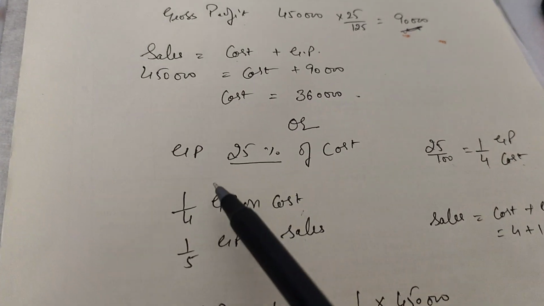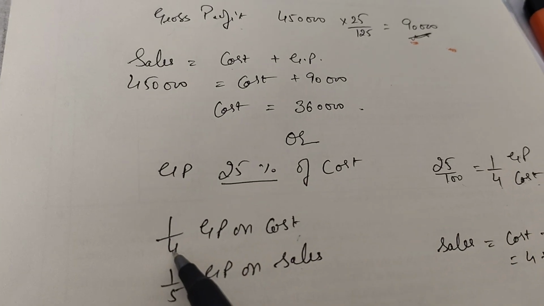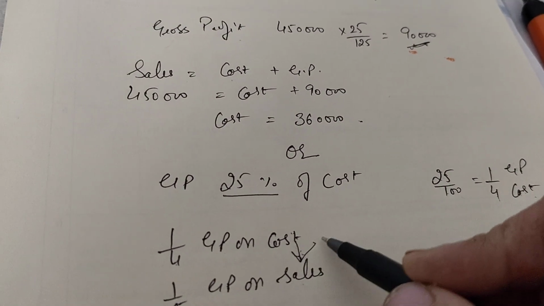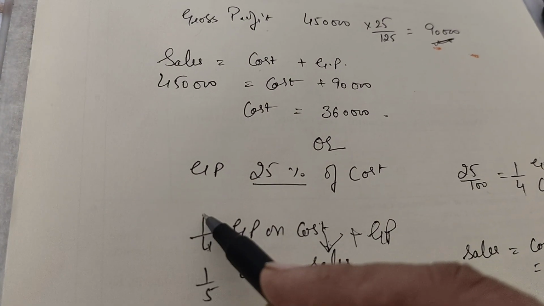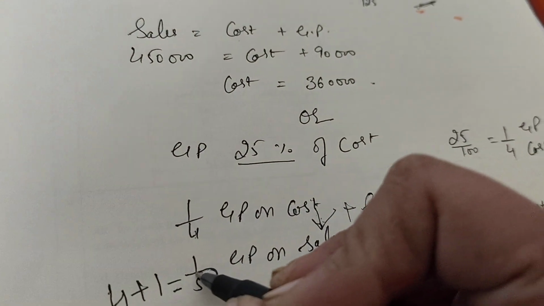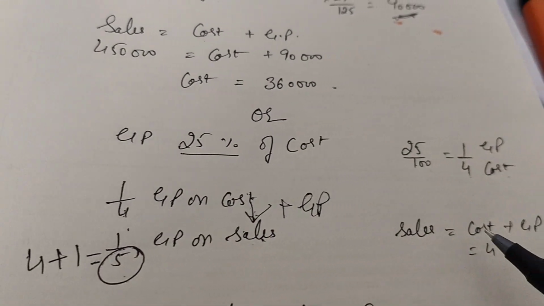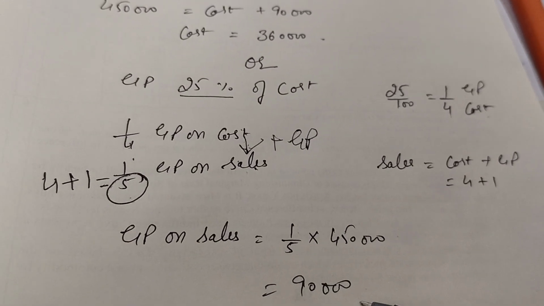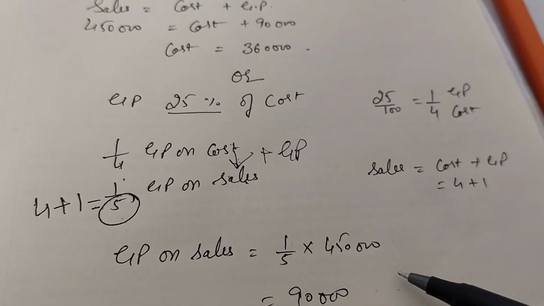How are we taking it? If our GP was 1 by 4 on cost, 4 was the cost, and if I want to make this cost into sales, then cost plus GP becomes sales. Here the value becomes 4 plus 1 equals 5, right? So it is 1 by 5 on sales now. So GP is 1 by 5 of sales, that is 90,000 here. So this is the alternate method through which you can calculate your cost as well as your gross profit.